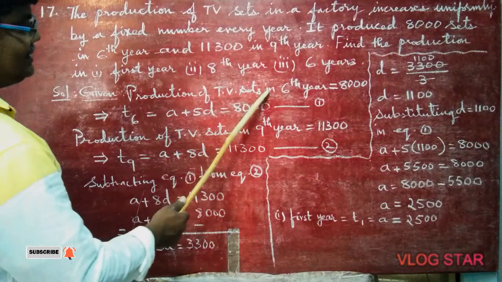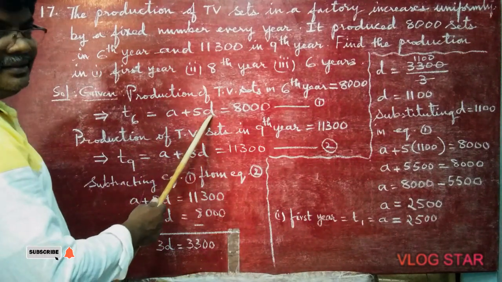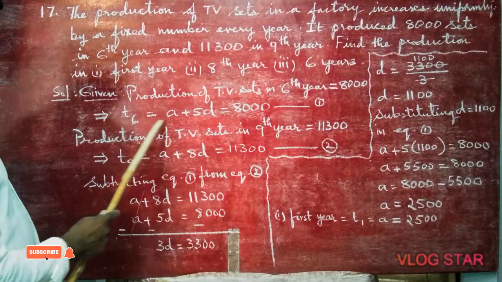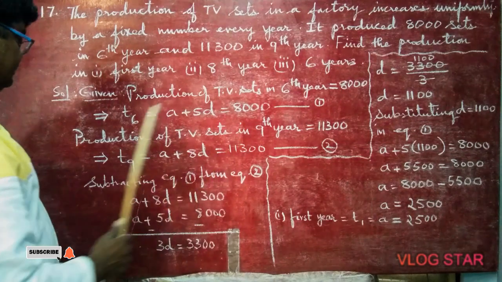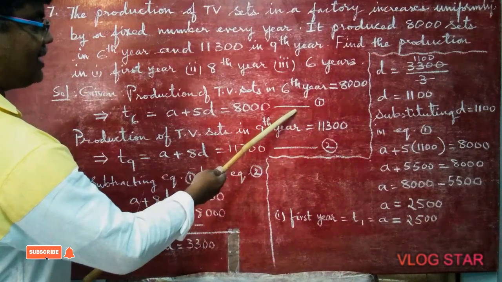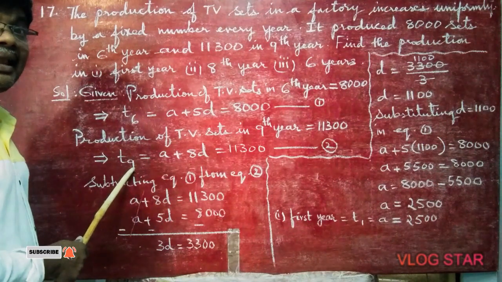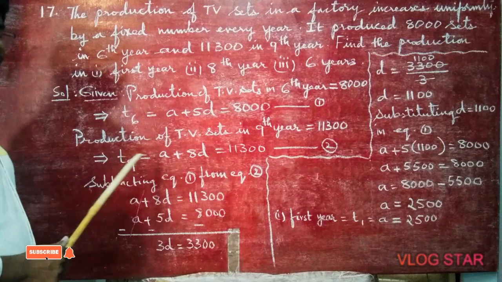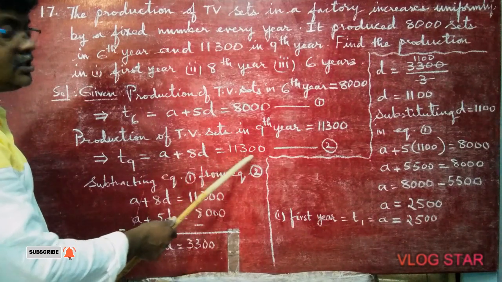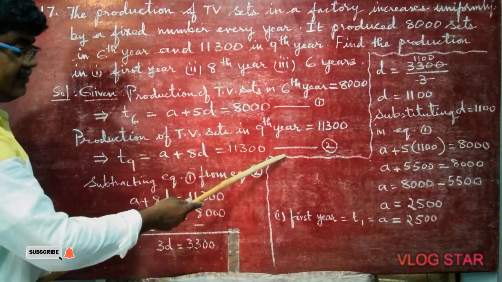Production of TV sets in the 6th year is equal to 8,000. T6 is equal to a plus 5d is equal to 8,000. We know the 6th term of an AP is a plus 5d. This is equation number 1. Production of TV sets in the 9th year is 11,300. Now 9th means T9, not TV9. T9 means the 9th term of an AP. What is the 9th term of an AP? A plus 8d is equal to 11,300. So this is equation number 2.